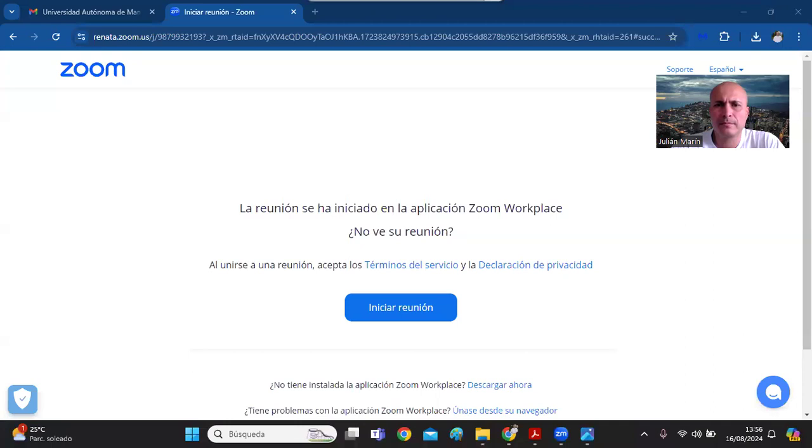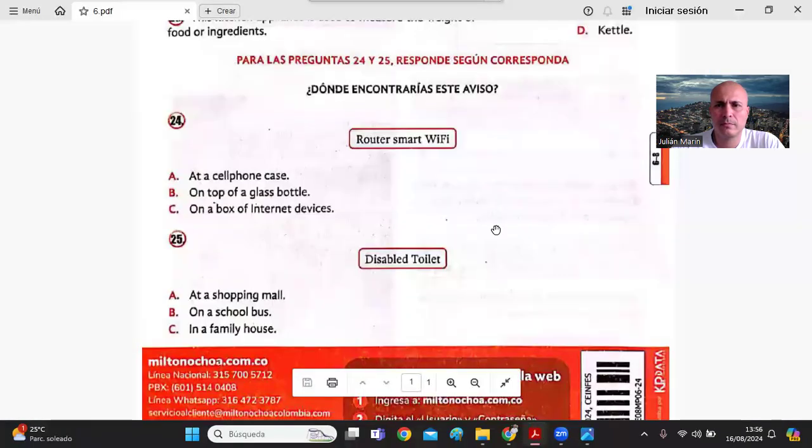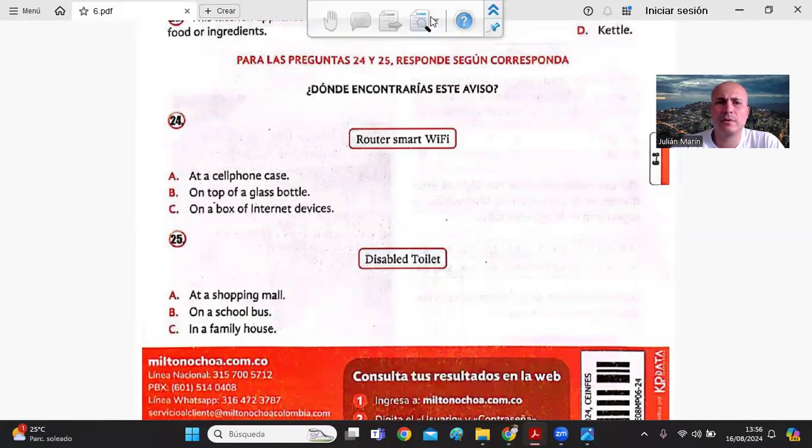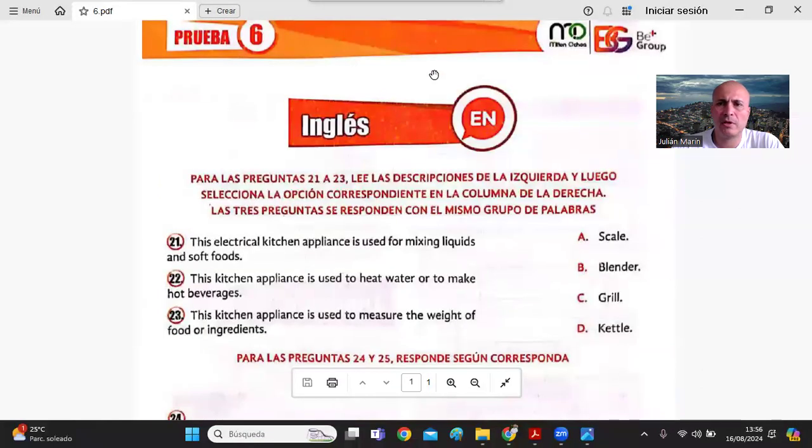Okay, so I'm going to start presenting so we can see the questions and the different options from the test. Over here, we can see the second question of the test. We want to start right here. We find questions number 21, 22, and 23.